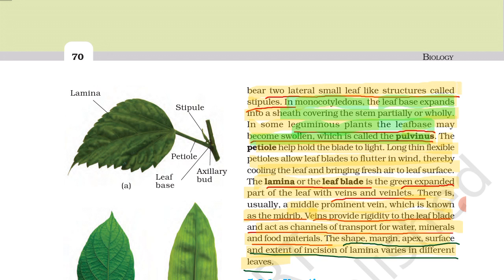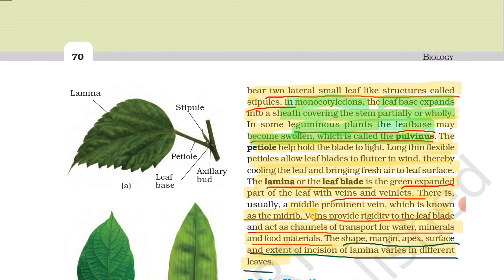Long, thin, flexible petioles allow the leaf blade to flutter in wind, meaning whenever the wind blows, the leaf blade moves, thereby cooling the leaf and bringing fresh air to the leaf surface.